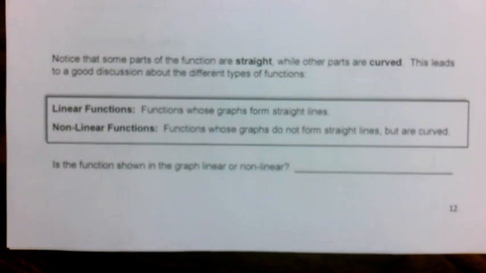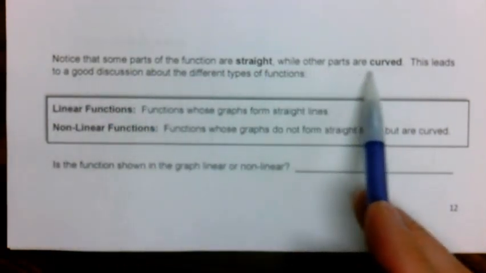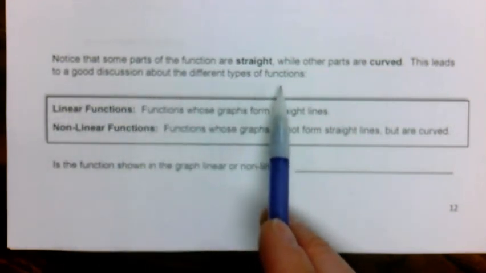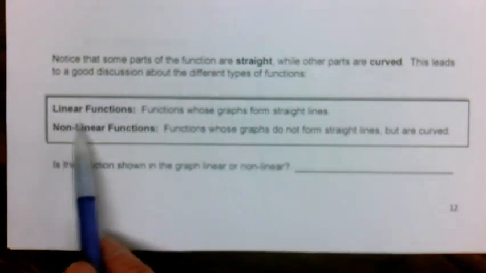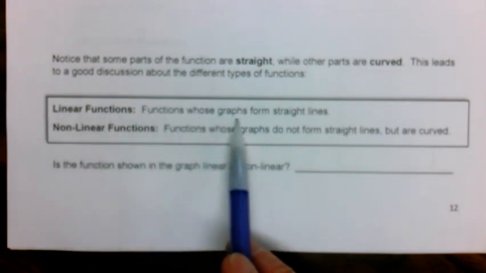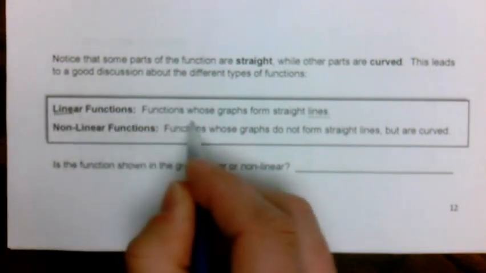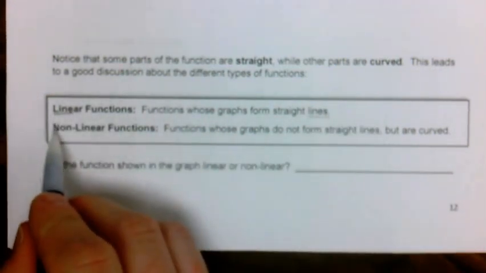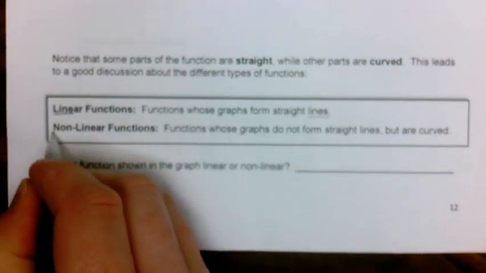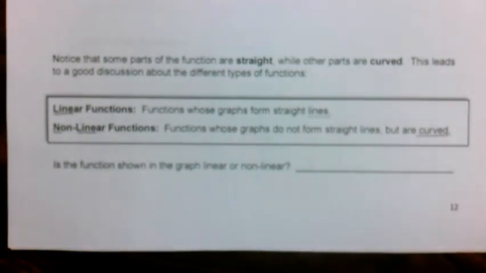In the graph of the function that we've just been working with for the last few examples, notice that some parts of the function are straight while other parts are curved. This leads to a good discussion about the different types of functions. This year, we're going to be working with linear functions and nonlinear functions. Linear functions are functions whose graphs form a straight line. The root word of linear is line. Linear functions form a straight line. Nonlinear functions are functions whose graphs do not form a straight line. No line is nonlinear. They are going to be curved.